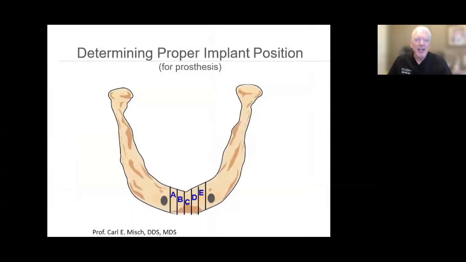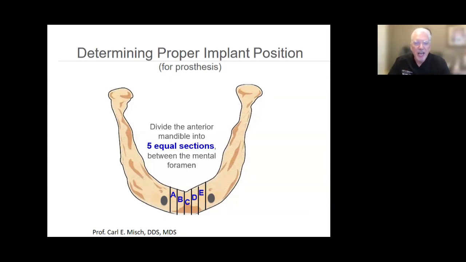Okay, then finally, I'm going to wrap up here and hopefully take a couple of questions. So when you're thinking about the placement of the implants, this is from Dr. Carl Misch, a wonderful book, one of many books that he's written over his career. There you see the mental foramen, and if you divide that into 5 equal sections, A, B, C, D, E sections, when you're thinking about implant placement, it's not an arbitrary place to go.